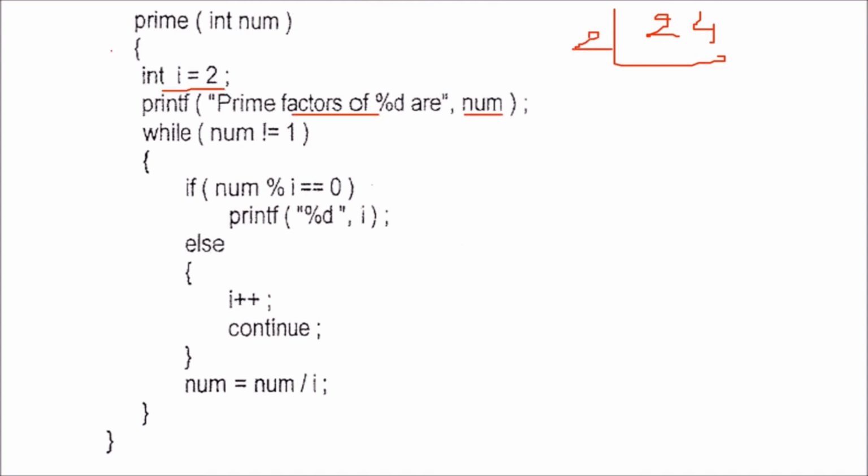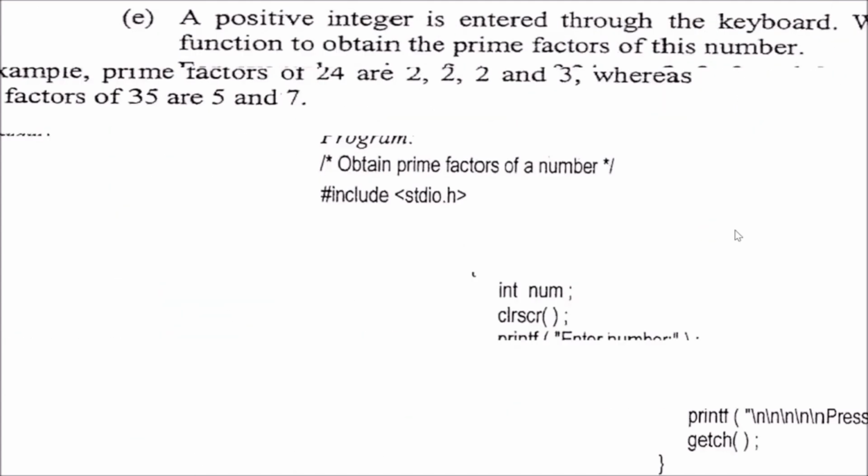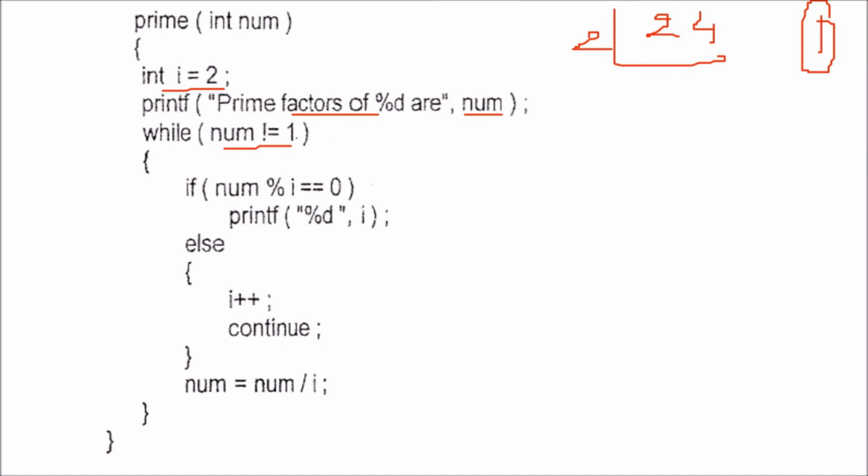Every time this will be printed. So while the number is not equal to 1, we have to go up till 1. We'll check here: if the number is not equal to 1, then only we move forward. We take the modulo of the number with I, starting from 2. If it is equal to 0, we just print I.